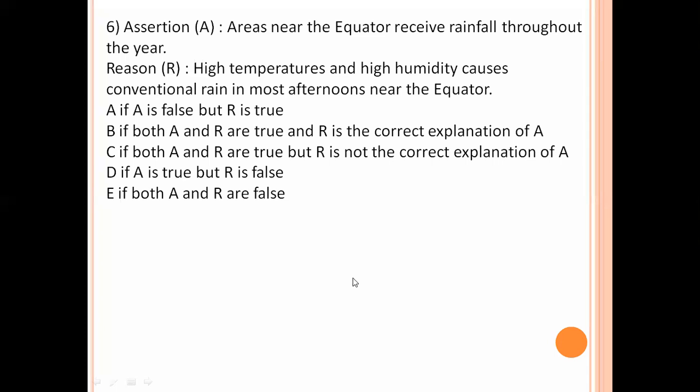Areas near the equator receive rainfall throughout the year. So this is the assertion. High temperature and high humidity causes convectional rain in most afternoons near the equator. Now here we observe which one is the correct answer. If A is false but R is true, no. If both A and R are true, and R is the high temperatures and high humidity cause convectional rain, so R is the correct explanation of A. So option number B is the right answer.